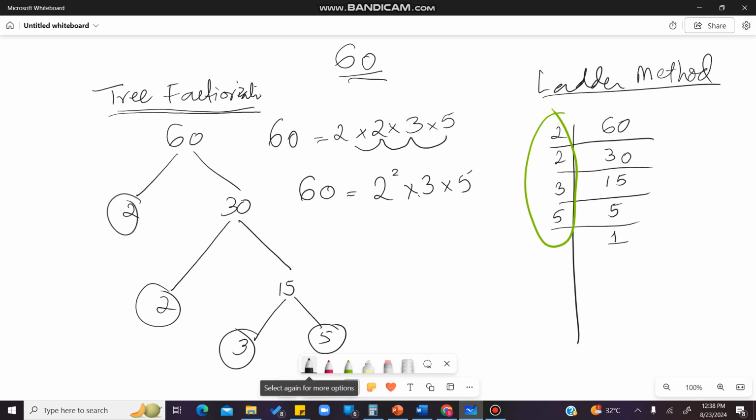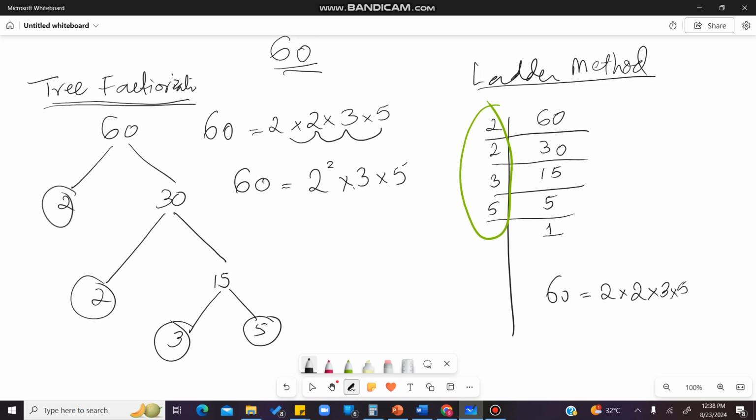Let's list them. So prime factors of 60 are 2 times 2 times 3 times 5. And in index notation form, this can be written as 60 is equal to 2 square times 3 times 5. And to check have I solved it correctly, I can recalculate the number by doing 2 times 2, which is 4, 4 times 3, which is 12, 12 times 5 should be 60. So yes, I have solved it correctly.